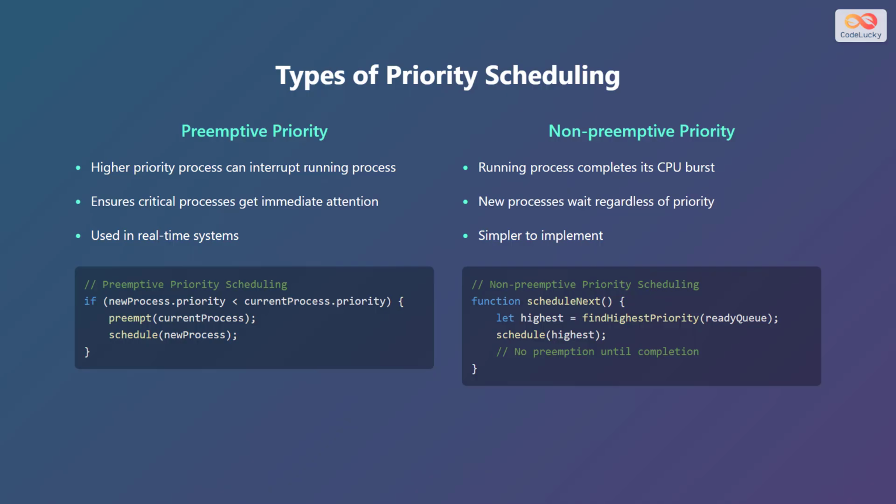Second, non-preemptive priority scheduling works differently. Once a process starts running, it completes its CPU burst, meaning it finishes its task before another process can take over. New processes wait regardless of their priority. Non-preemptive scheduling is simpler to implement. The code here demonstrates that the scheduler selects the highest priority process from the ready queue, but it doesn't interrupt the current process until it's finished.